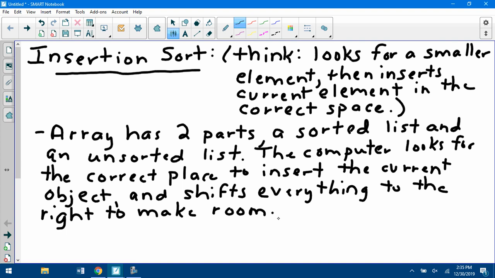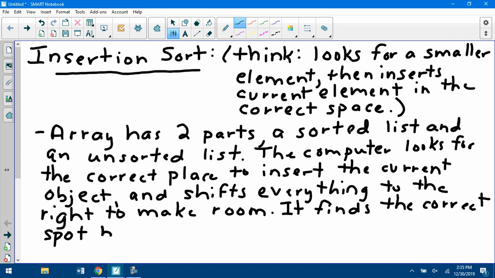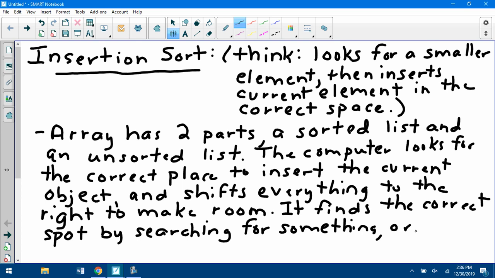And that's important. It can't be swapping, because swapping is selection sort. Insertion sort is a shift, not a swap. Okay. And lastly, it finds the correct spot by searching for something smaller, or if there is nothing smaller, the start of the array. Oops, getting ahead of myself here. Searching for something smaller or the start of the array.